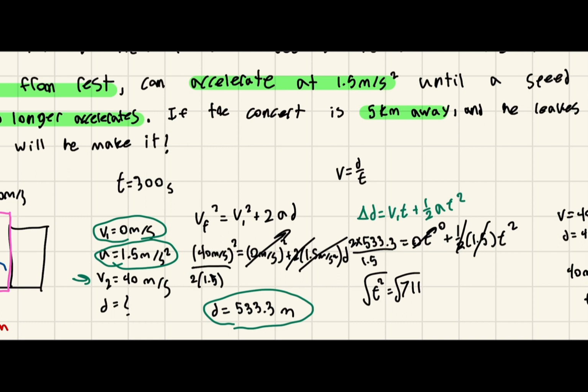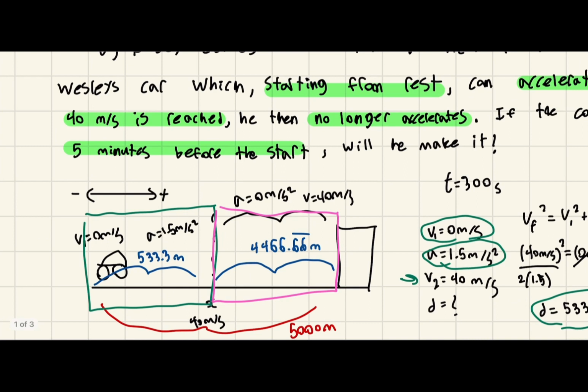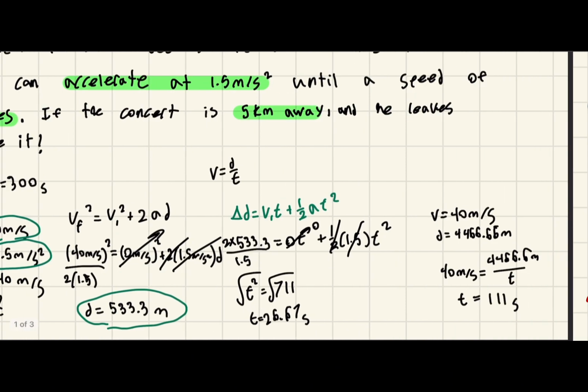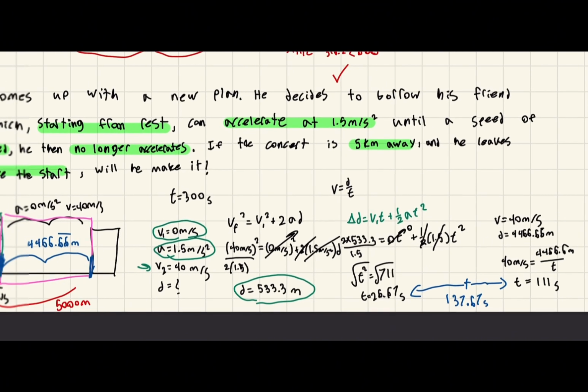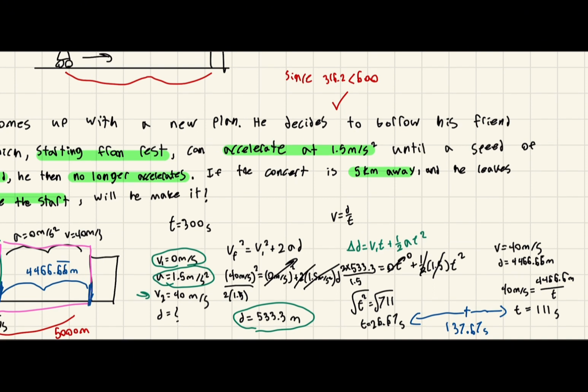We square root both sides. So we get the time it's going to take is 26.67 seconds. So now we know the time it's going to take Codex to travel from here to here and from here to here. So let's add them up. We're going to add this time with this time, and that's going to give us a total of 137.67 seconds.